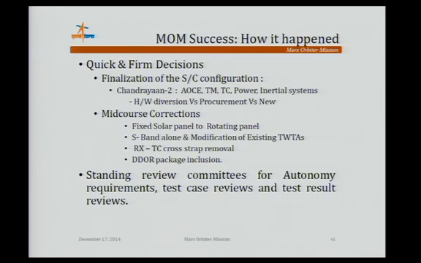Basically, a standing review committee for autonomy requirements. This is a new thing developed for Mars. Therefore, thorough review, test case reviews and test result reviews all took place very judiciously and in a strict manner. That means a separate committee was put in place to look after all these things so that there is no leverage between the things. As and when it was ready, it was reviewed and cleared. That way it was possible to achieve this in a faster duration of time. Next.